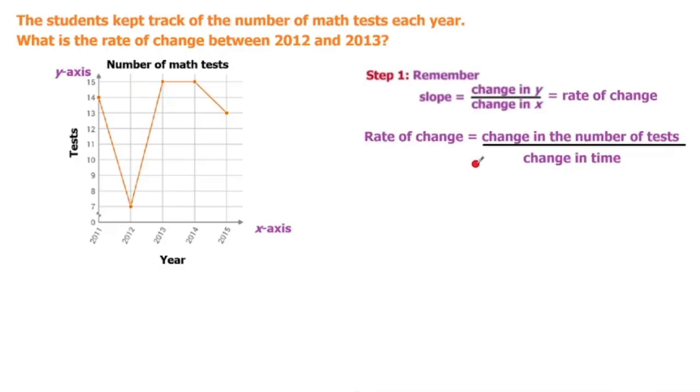So the rate of change equals the change in the number of tests over the change in time. So the change in the number of tests is what's changing in y, okay, from here. And then the change in time is what's changing from here on the x-axis. So we're going to try to find the change between these 2 points.